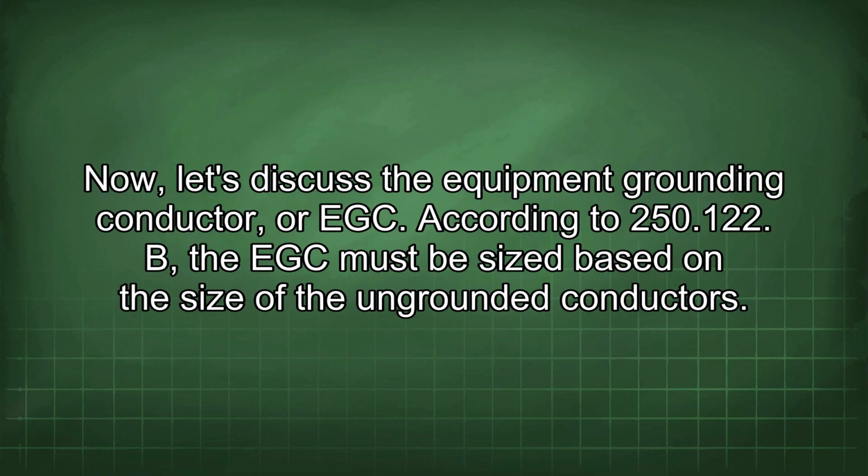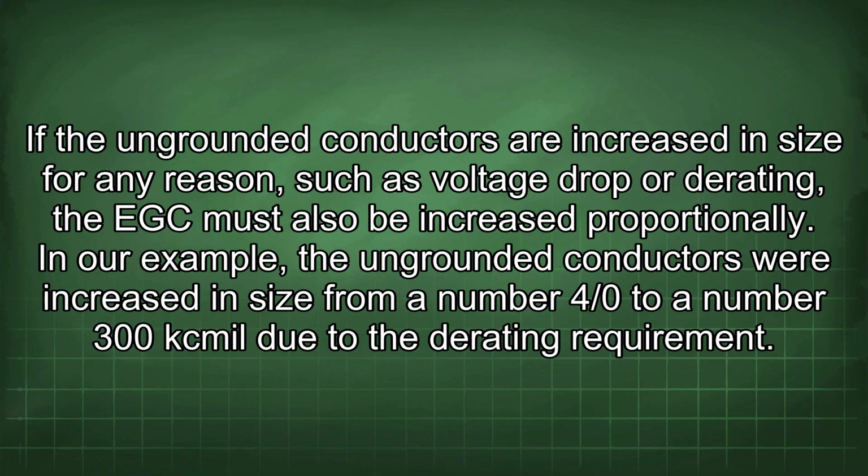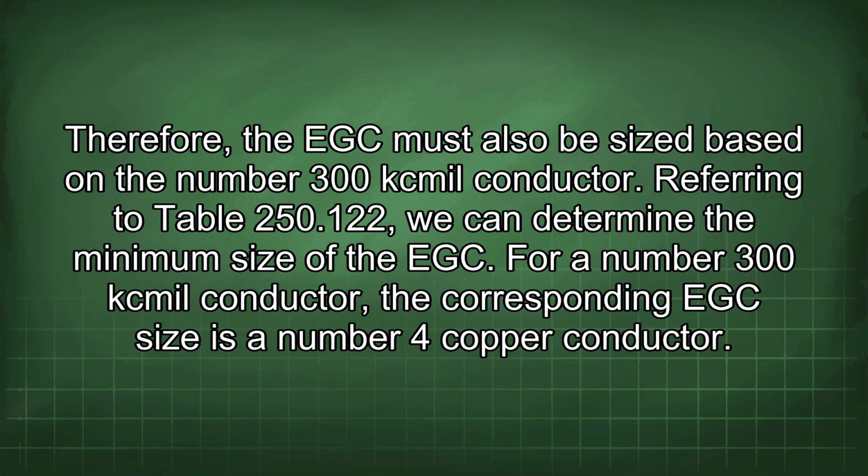Now let's discuss the equipment grounding conductor, or EGC. According to 250.122(B), the EGC must be sized based on the size of the ungrounded conductors. If the ungrounded conductors are increased in size for any reason, such as voltage drop or derating, the EGC must also be increased proportionally. In our example, the ungrounded conductors were increased in size from a 4/0 to a 300 kcmil due to the derating requirement. Therefore, the EGC must also be sized based on the 300 kcmil conductor.